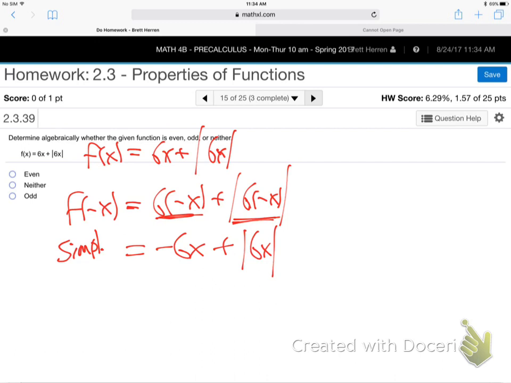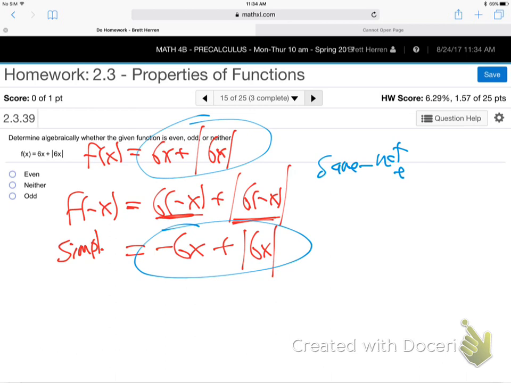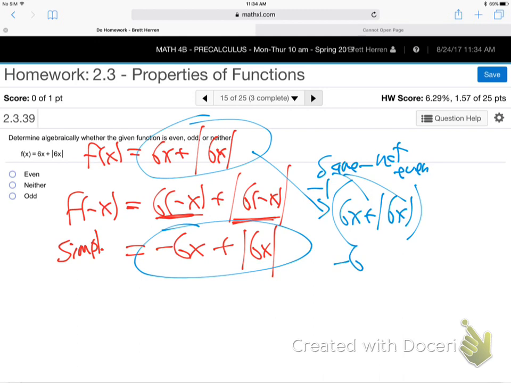So the question is, how does this compare to the original? Are they the same? No, not even. If I take one of them, say the first one, it doesn't matter which one, and I multiply the whole thing by negative 1, boom, boom, I get negative 6x minus the absolute value of 6x. Does that make it the same as the other one? Not quite, no. That negative outside the absolute value, I can't get rid of. It's just the ones inside you can get rid of. No, it's not odd either. It's neither.